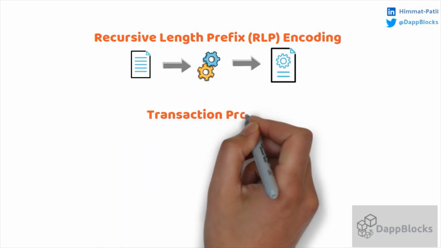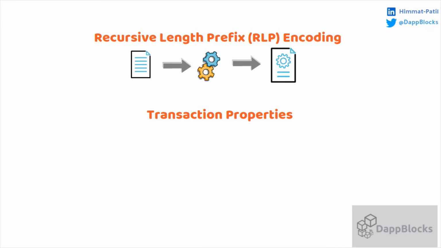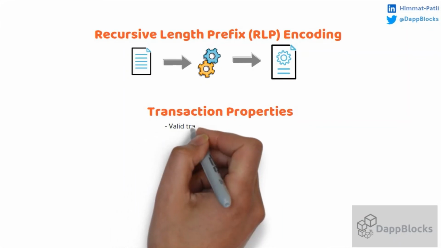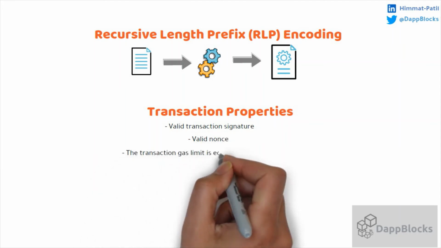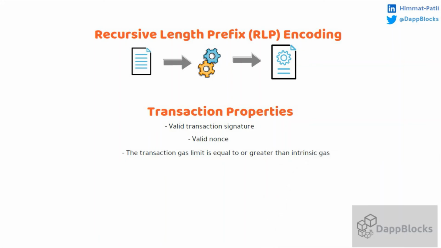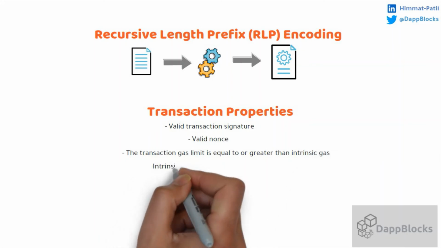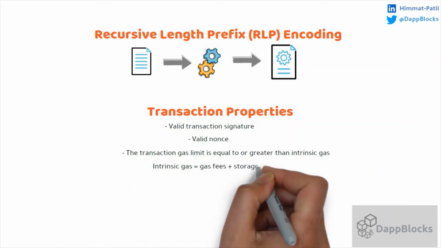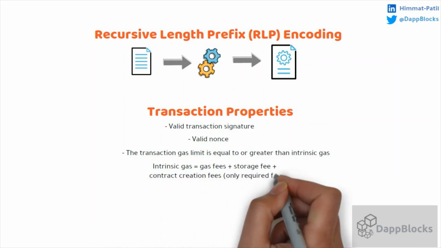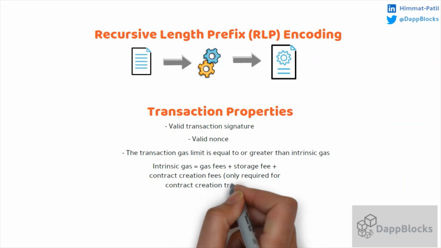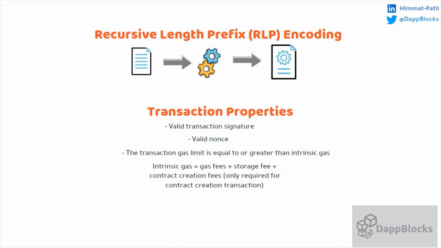Transaction properties or features. A transaction should meet the below criteria. It should have a valid transaction signature. It should have a valid nonce. The transaction gas limit is equal to or greater than its intrinsic gas. So what is intrinsic gas? Intrinsic gas is a combination of gas fees plus storage fee plus contract creation fee. The contract creation fee is only required for a contract creation transaction.